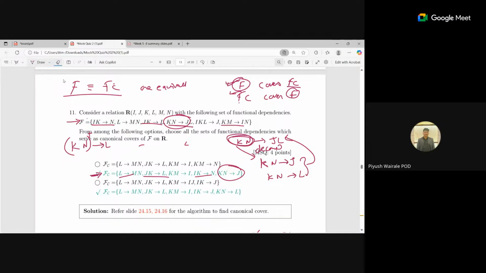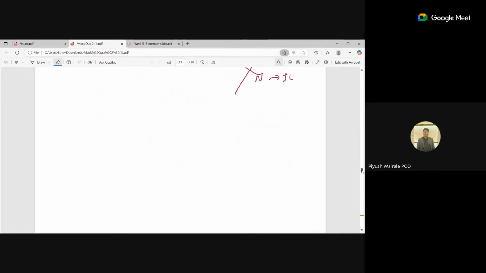IKJ we don't have directly here. So again, take the closure of IKJ and can we get J here? IK gives N and KN gives J. Yes. KMI: if I take the closure of KMI, IKN, again it is satisfied. So in this way, we need to check each and every option, and both things should be covered to be equivalent. This is how we can check equivalence of FDs here. Any doubt here? You can check option number C and D.